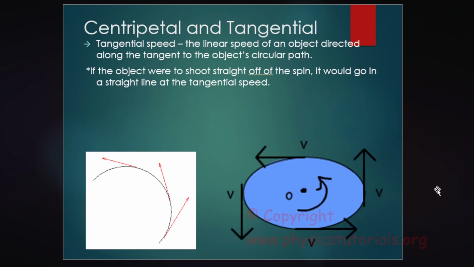So tangential speed is the linear speed of an object directed along the tangent of the object's circular path. And if the object were to shoot straight off from the spin, it would go in that straight line at that tangential speed. So if you're spinning something around over your head over and over, and you let go, wherever it is on the circle, it's going to go off on a tangent, at whatever speed you were spinning it at.